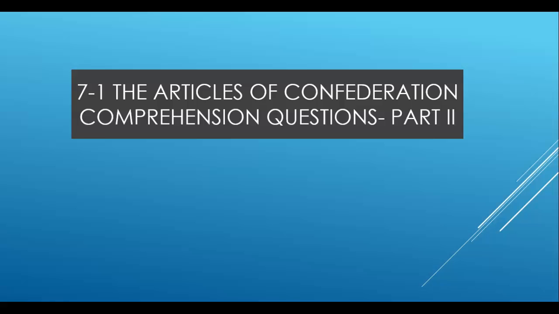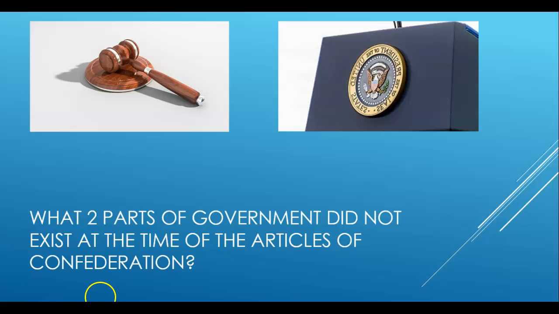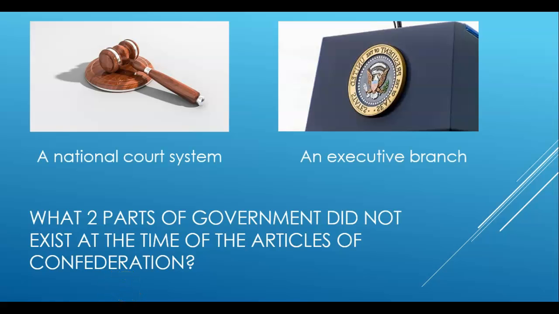We're going to pick up here with the problems of the Articles of Confederation answers for part 2. So here we start with the first question: what two parts of government did not exist at the time of the Articles of Confederation? I gave you these two visuals. So hopefully you wrote down a national court system and an executive branch. So there was no courts and no president.